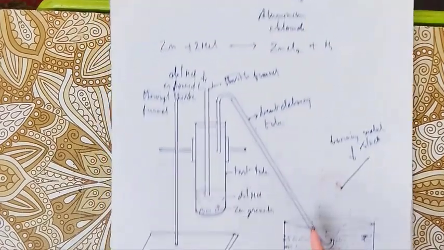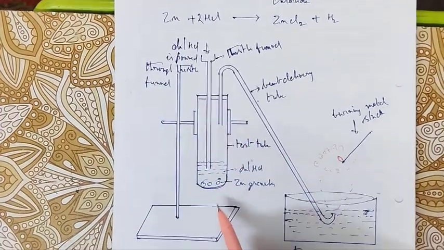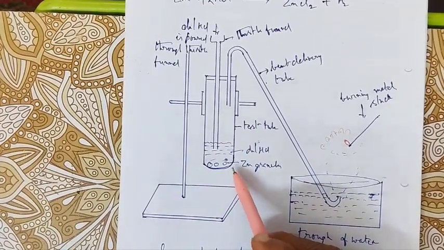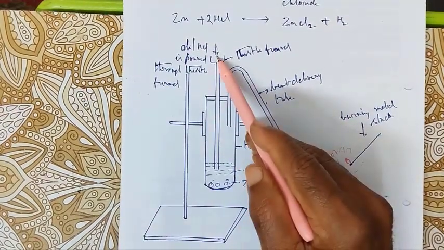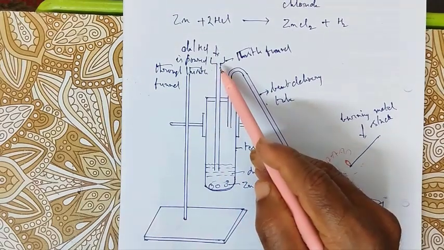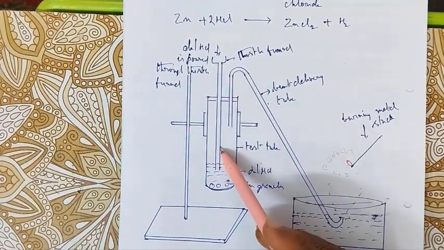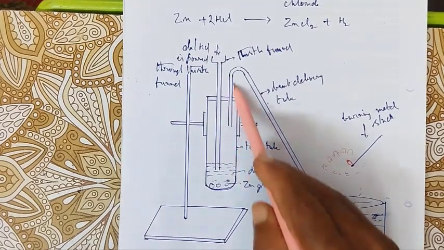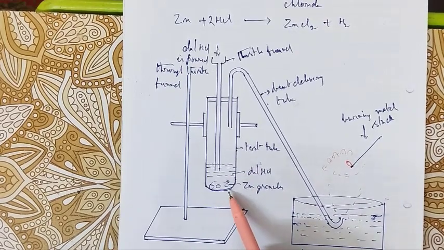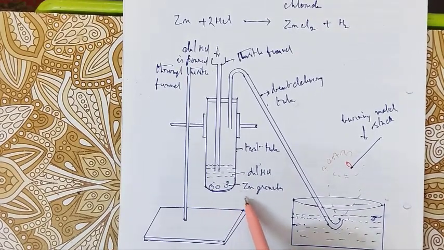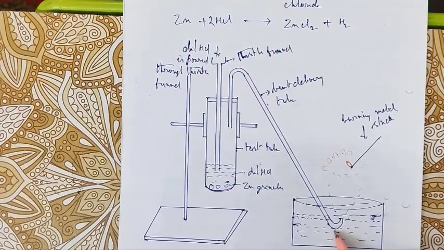Now let us demonstrate a small activity. Here zinc granules are taken in a hard glass tube and it is fixed with a 2-hole rubber cork. Through one hole a thistle funnel is passed. The thistle funnel is used to pour the acid into a closed vessel, and this is the bent delivery tube. When hydrochloric acid is poured into this hard glass tube containing zinc granules, the reaction takes place as shown here and hydrogen gas comes out.